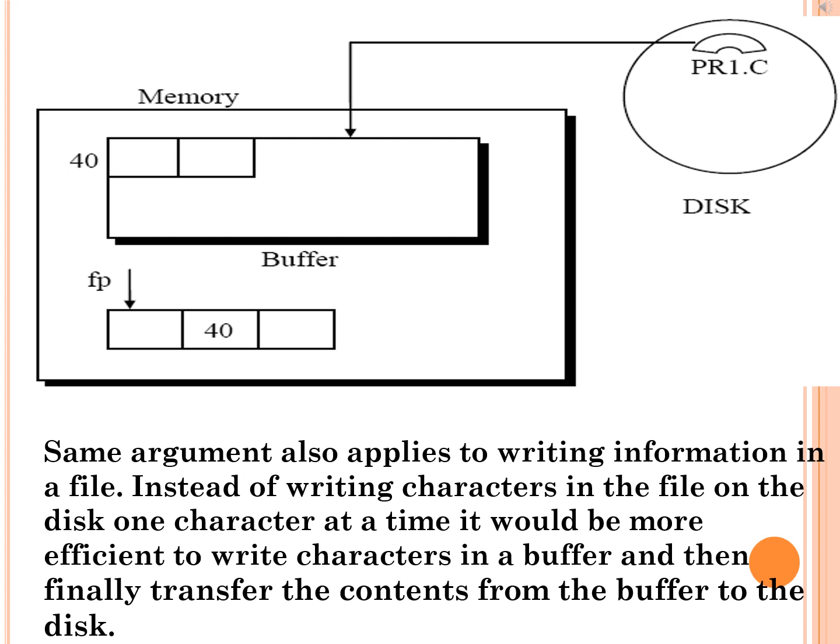This is the diagrammatic representation. In the disk you have the file part1.c. When it is being opened, it is brought into the memory, and the first location is 40, and it is stored into the pointer fp, and that is saved into the buffer in the memory.